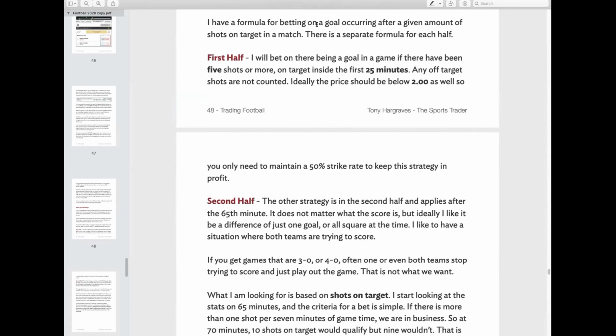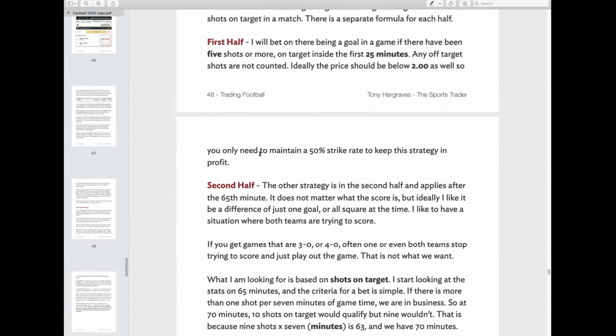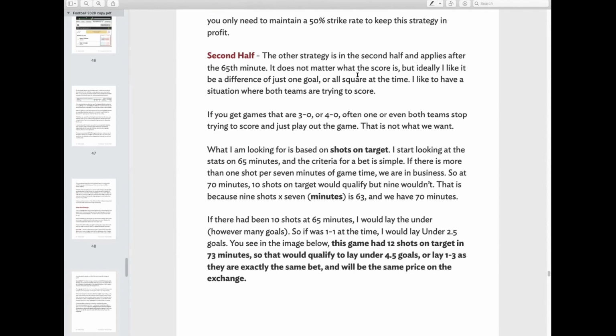So what I like to do is have a bit of a formula. I will bet on there being a goal in a game if there's been 5 shots or more on target inside the first 25 minutes. Any off target are not counted. Ideally, the price should be below 2, and you only need a 50% strike rate to keep this strategy in profit. Second half is the bigger one where I apply it after the 65th minute.